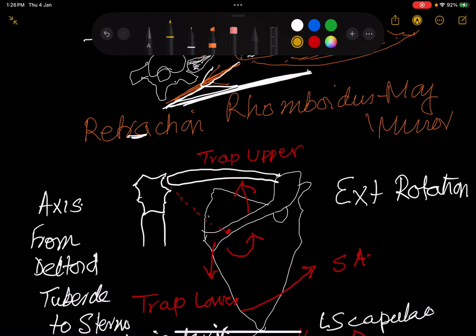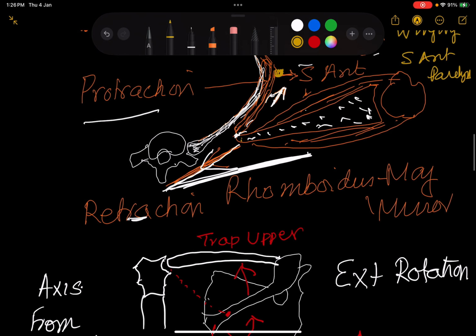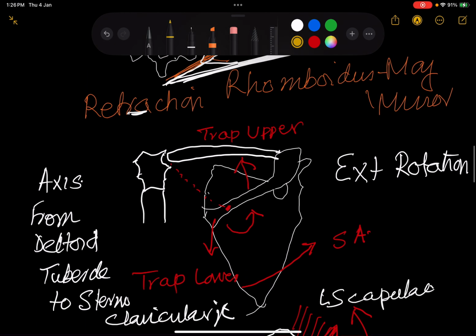Then we will go on to study external rotation. You see, the trapezius pulls up the spine of scapula lateral to its axis, and the lower fibers of the trapezius pull down the spine of scapula medial to the axis of rotation, and they produce this rotatory movement.